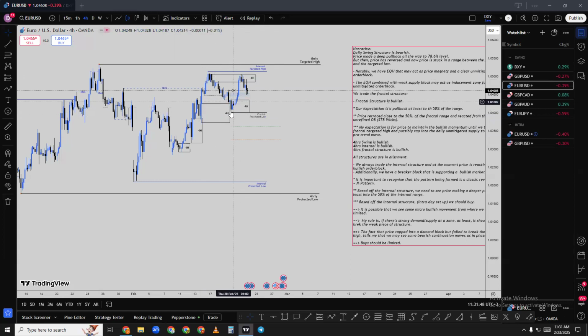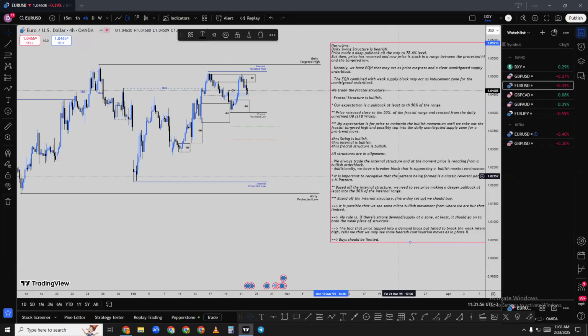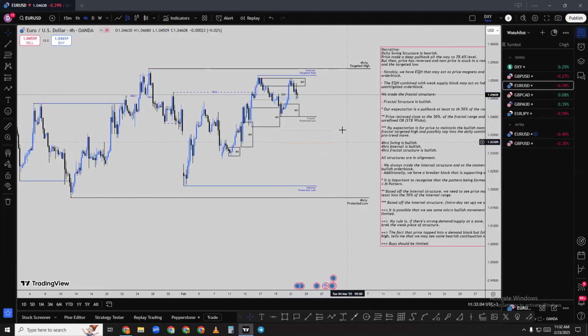Okay, but then again, I do want you to pay attention to the fact that it is important. Actually, I've noted it here. It is important to recognize that the pattern that is being formed is a classical reversal pattern, the M pattern. So once we tapped into that zone, you can see the reaction that we are getting from that.